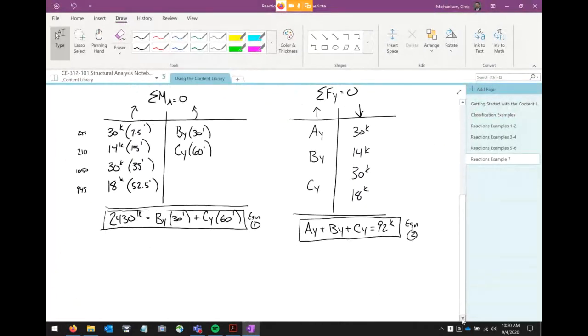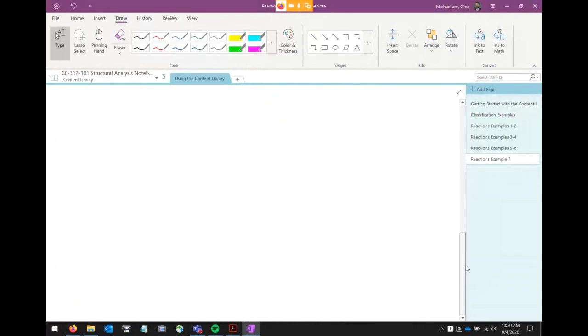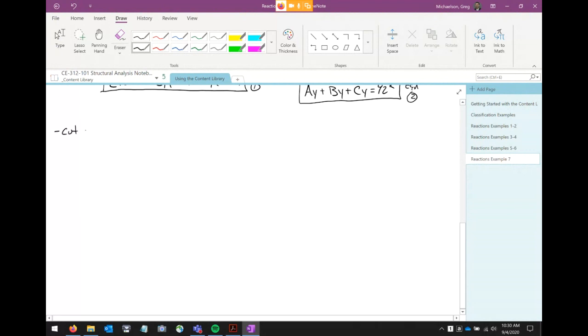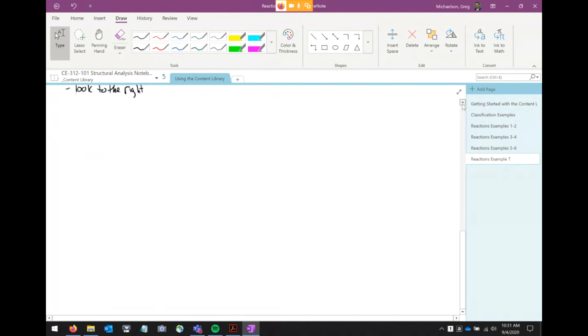Let's scroll down a little bit. Let's see what this looks like. So let's cut a section at the hinge, and let's look to the right. And what does that look like? If you need to hop back and forth between the screen and the camera, go right ahead.